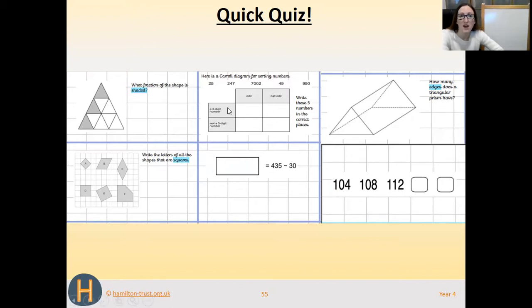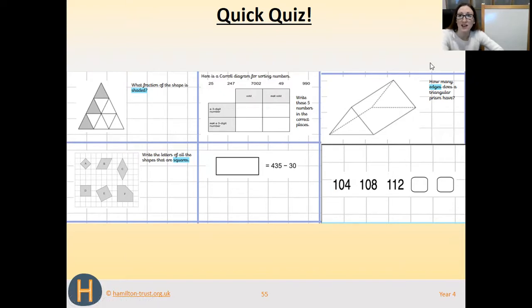But then we also need to factor in whether these are a 3-digit number or not a 3-digit number. For example, if I had an odd number that was 3 digits, it would go under odd and 3 digits. If it was an odd number that had 4 or 1 digit, it would go in the not a 3-digit odd number box. So have a think carefully. There are your 5 numbers. Can you put them in the correct place?